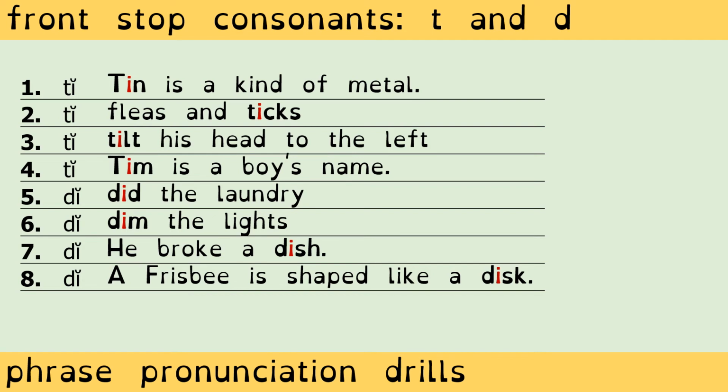The short I sound. Here we go. Number 1. T. Tin is a kind of metal. 2. T. Fleas and ticks. 3. T. Tilt his head to the left. 4. T. Tim is a boy's name. 5. D. Did the laundry. 6. D. Dim the lights. 7. D. He broke a dish. 8. D. A frisbee is shaped like a disc.